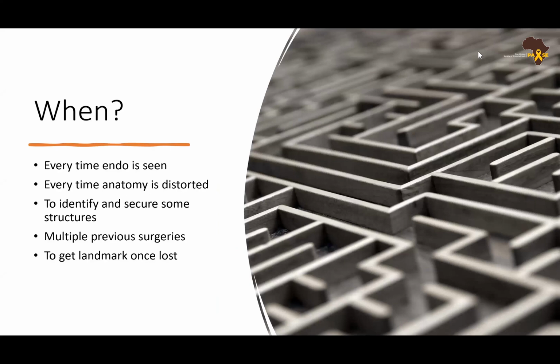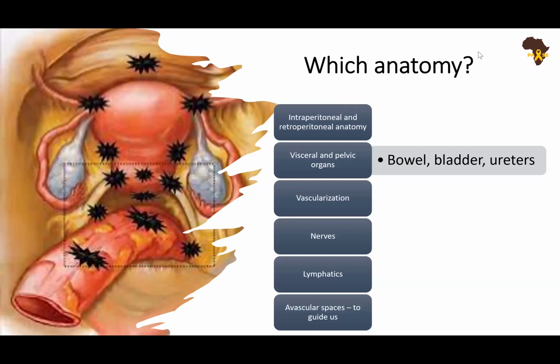Every time endo is seen, we need anatomy knowledge. Every time anatomy is distorted, whether it's due to endometriosis or otherwise, we need to know the anatomy. We need to know the anatomy to identify and secure certain structures that are important, and in multiple previous surgeries. And once in a while we are lost, we need to know the anatomy to get a landmark to move on from.